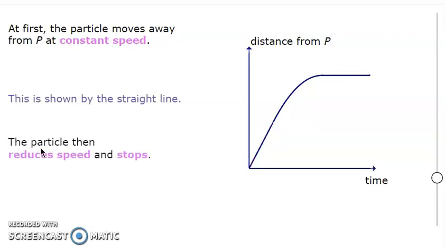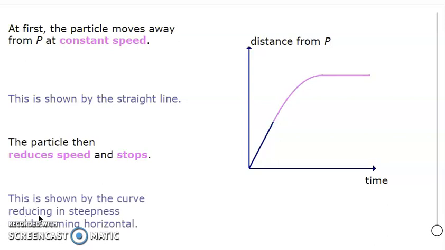Then the particle reduces its speed and stops. Speed is reducing in this part and it stops at this point because the curve is now parallel to the time axis. This is shown by the curve reducing in steepness and becoming horizontal. Stopped means when it is horizontal, the distance covered is 0 while time is passing. So the speed is distance by time, 0 by time is 0, so it is stopped. It is a stopped situation.